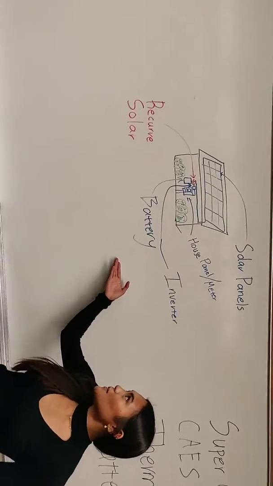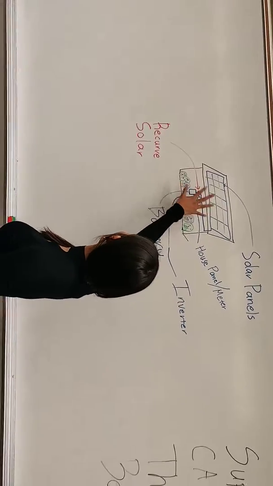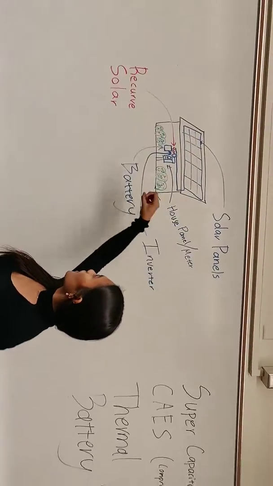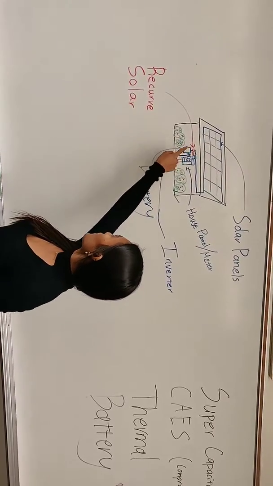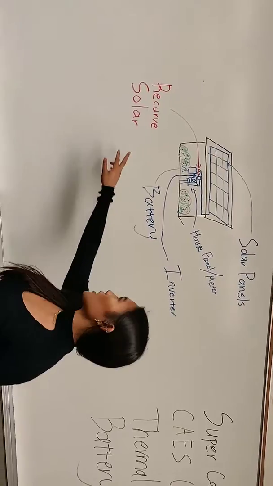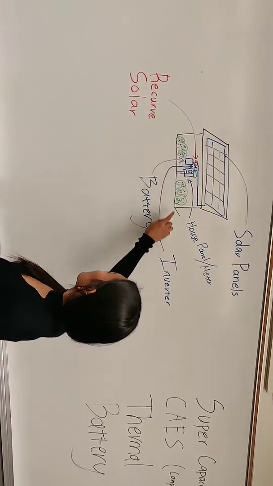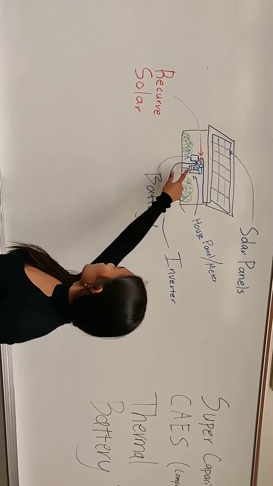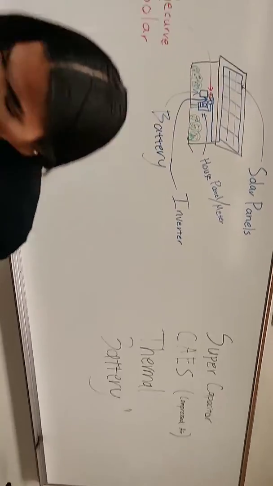This is what a typical house would look like without, obviously, this part and the solar panels. But if we do this product, our product would be right here. That's the Recurve Solar microprocessor. The battery, the inverter, the house panel or meter is located right here as well, and the solar panels.